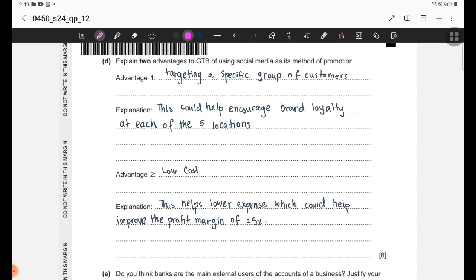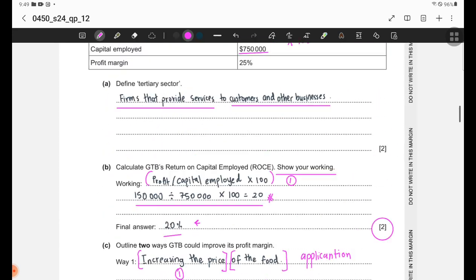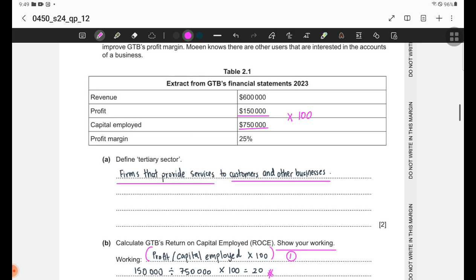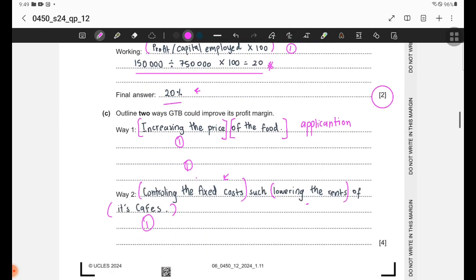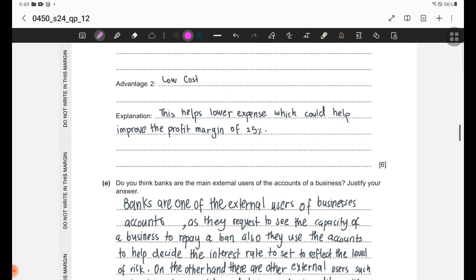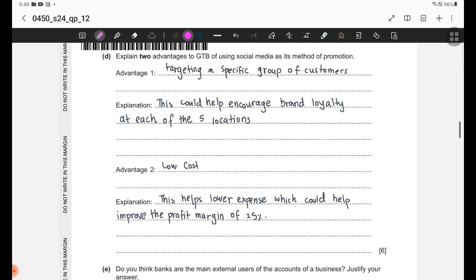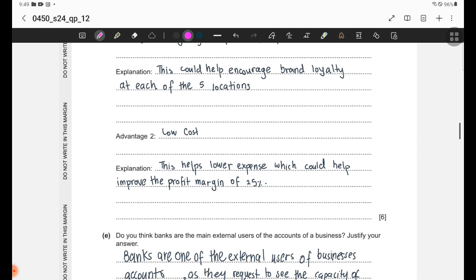Okay, applications for these questions could be: you can mention cafe, you can mention selling foods or drinks, you can mention the 5 branches, you can mention any of the statements in the financial statements, like the revenue, the profit. By mentioning them, I mean actually putting the exact numbers. That is also an application. What else? Improving profit margin, which is also stated in the case study. Tertiary sector, and I think those are all of them that you can put.